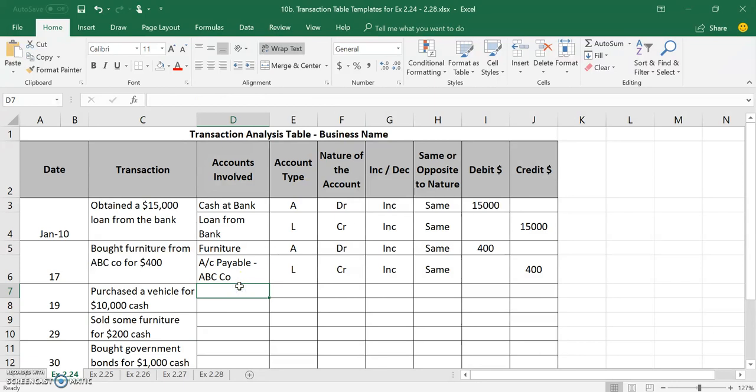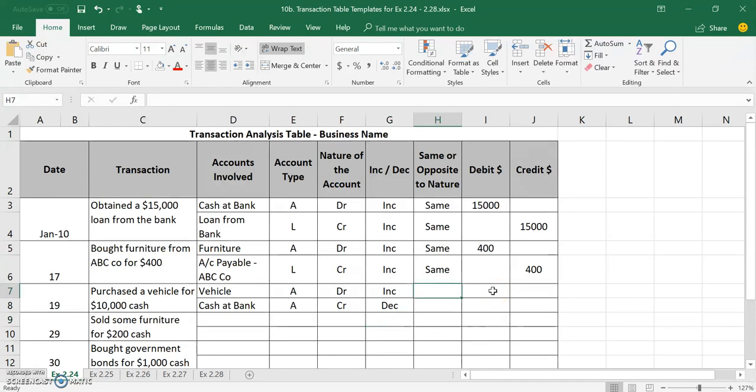I then purchased a vehicle for $10,000 cash. Okay, so I have that vehicle as my asset that I purchased. And I purchased that for cash, so my cash at bank account is also going to be impacted. Both of those are assets, aren't they? My vehicle is an asset, an item of value that I own, as is cash. So the nature of both of these accounts is actually debit. But while my vehicle is increasing, my cash at bank account is decreasing to purchase that vehicle.